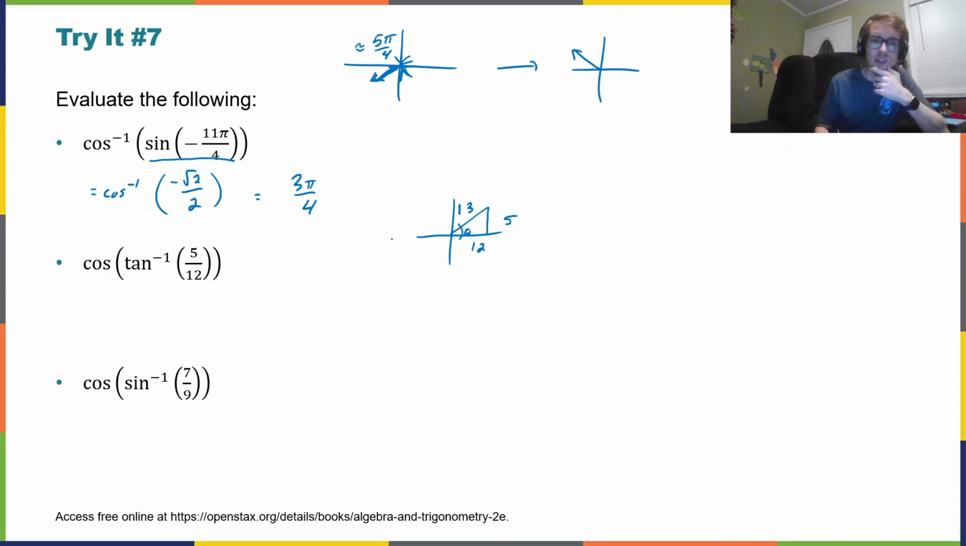Now this is particularly useful because I used this inverse tangent of 5/12 to draw the triangle, but now to find the cosine of that angle, I just need the ratio of adjacent over hypotenuse. The adjacent is 12, hypotenuse is 13, so the answer to this is 12/13.